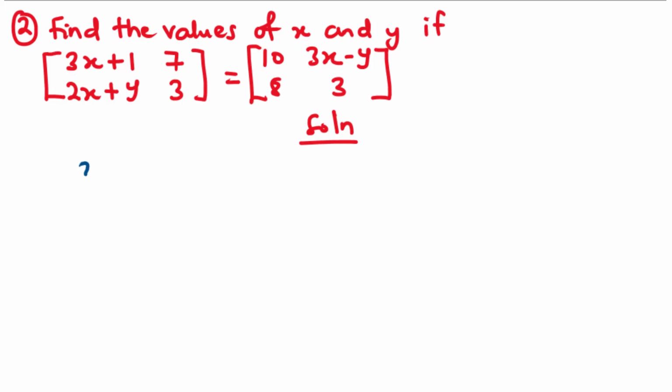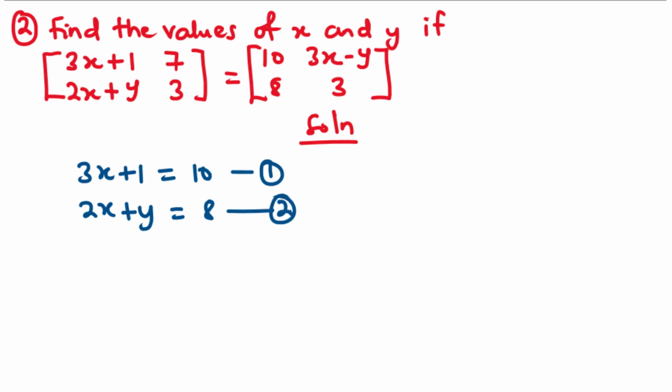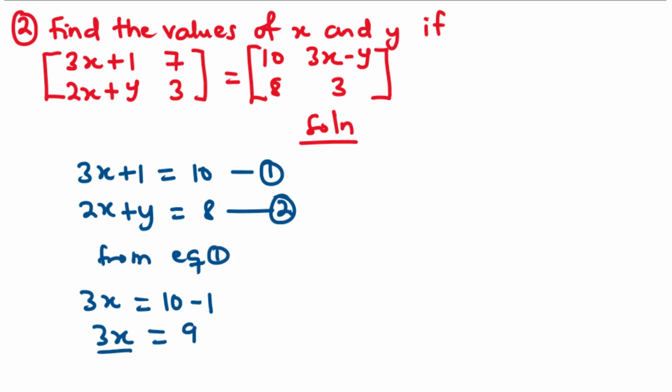So let's select 3x + 1 = 10. That becomes our first equation. And then we have 2x + y = 8. That becomes our second equation. So from equation 1, we have 3x equals, we transpose 1 to the right hand side. That becomes 10 - 1. We have 3x = 9. We divide through by 3 to find the value of x. And then we have x equal to 3.